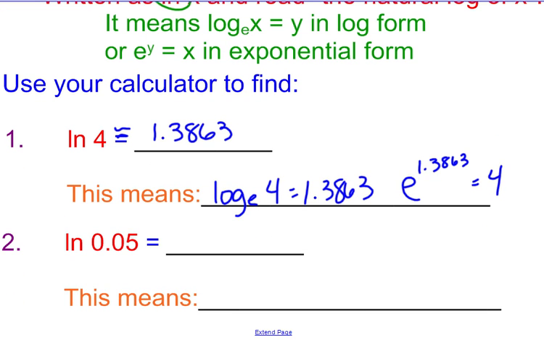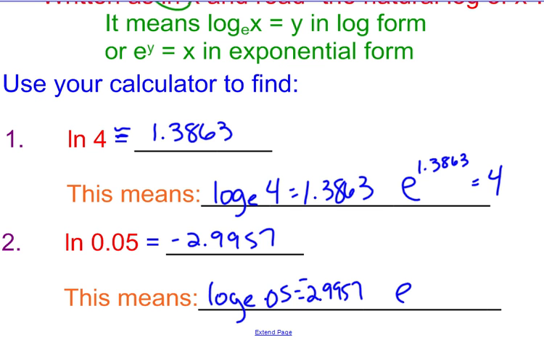So I want you guys to try number 2. Number 2, you hopefully get negative 2.9957, which would be the same as saying log base e of 0.05. This is what we just found. So if I want to change to exponential form, it would be e to the negative 2.9957 equals 0.05. So we're going to be changing forms with these again.